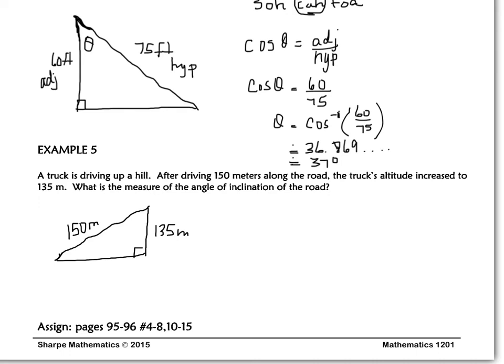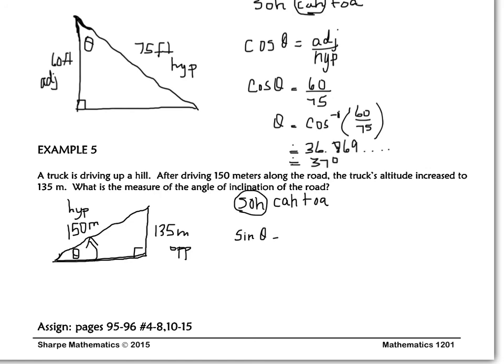And it says what's the angle of inclination of the road. The angle of inclination would measure with the horizontal here up, so that would be the angle we're looking for. If you look at the sides with reference to that angle, this would be the opposite, and this side here would be the hypotenuse. So if you think of SOHCAHTOA, based on the information we have here, it would be sine that we would use.